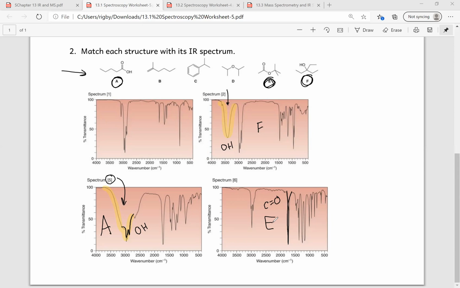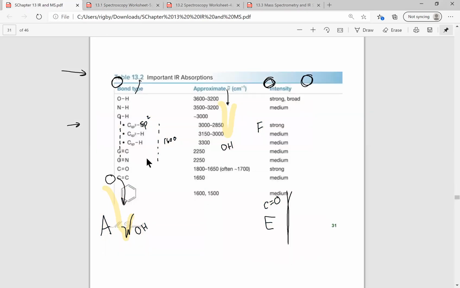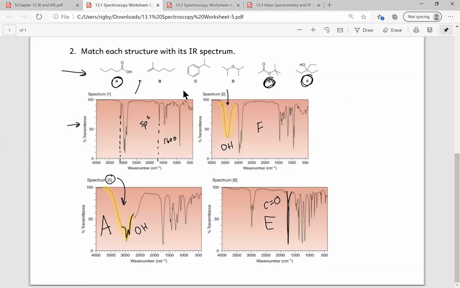And then finally, we look at this last spectrum. We have a peak right here, which means we have sp2 carbons. And we also have a slight peak at about the 1500, 1600 area. If we look back at our table, at the 1600 area we're going to have a phenyl ring, one of these rings right here. So this one corresponds with C.